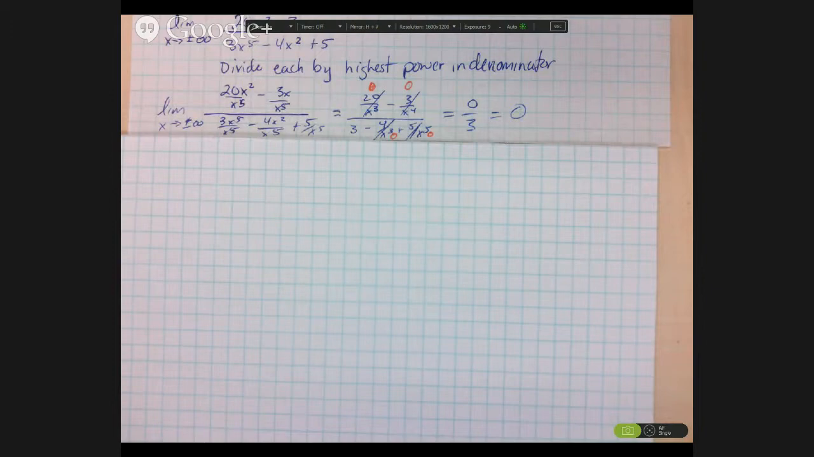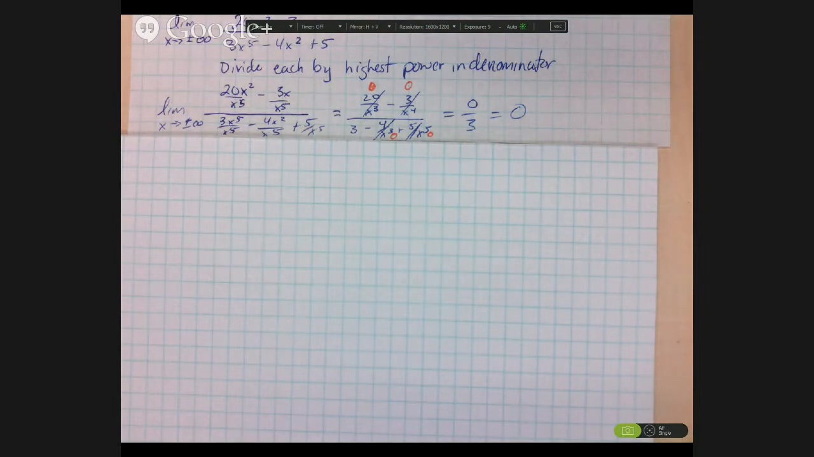So horizontal asymptote is 0? How do you know if it's vertical? A vertical asymptote will say like the limit as x approaches 0 is infinity. So if you approach an x value, it's positive or negative infinity.